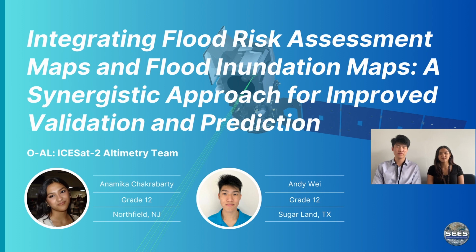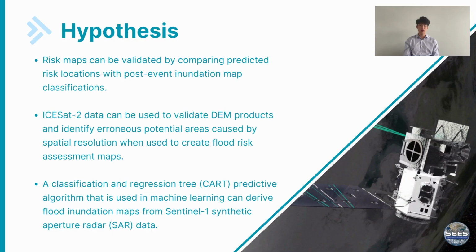And today, we will be presenting our research on the integration and comparison of flood risk assessment maps and flood inundation maps to improve accuracy and prediction through machine learning and GIS. The goal of our research was to see if risk maps can be validated by comparing predicted risk locations with post-event inundation map classifications. We also wanted to use ICESat-2 data to validate DEM products and identify erroneous potential areas caused by spatial resolution when used to create flood risk assessment maps.